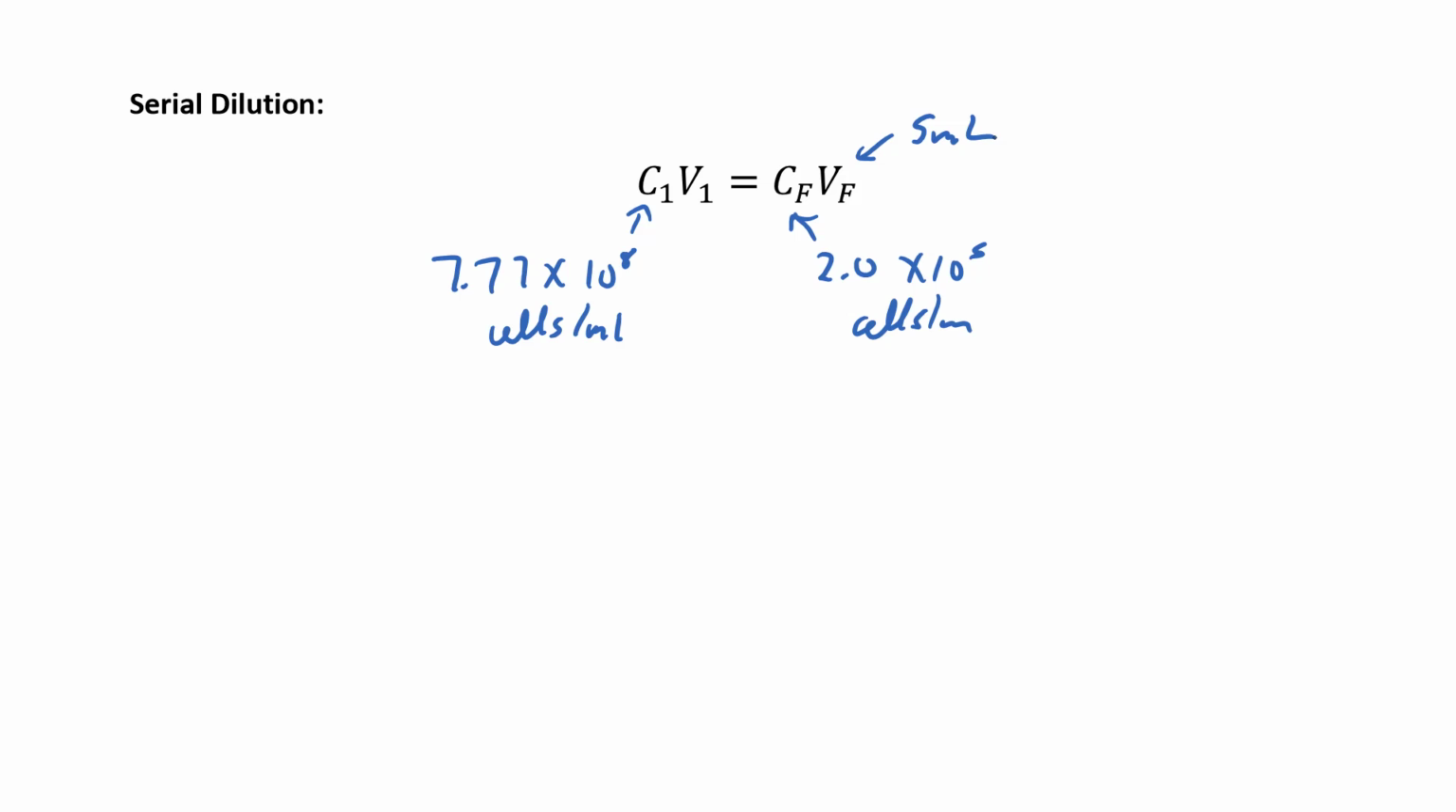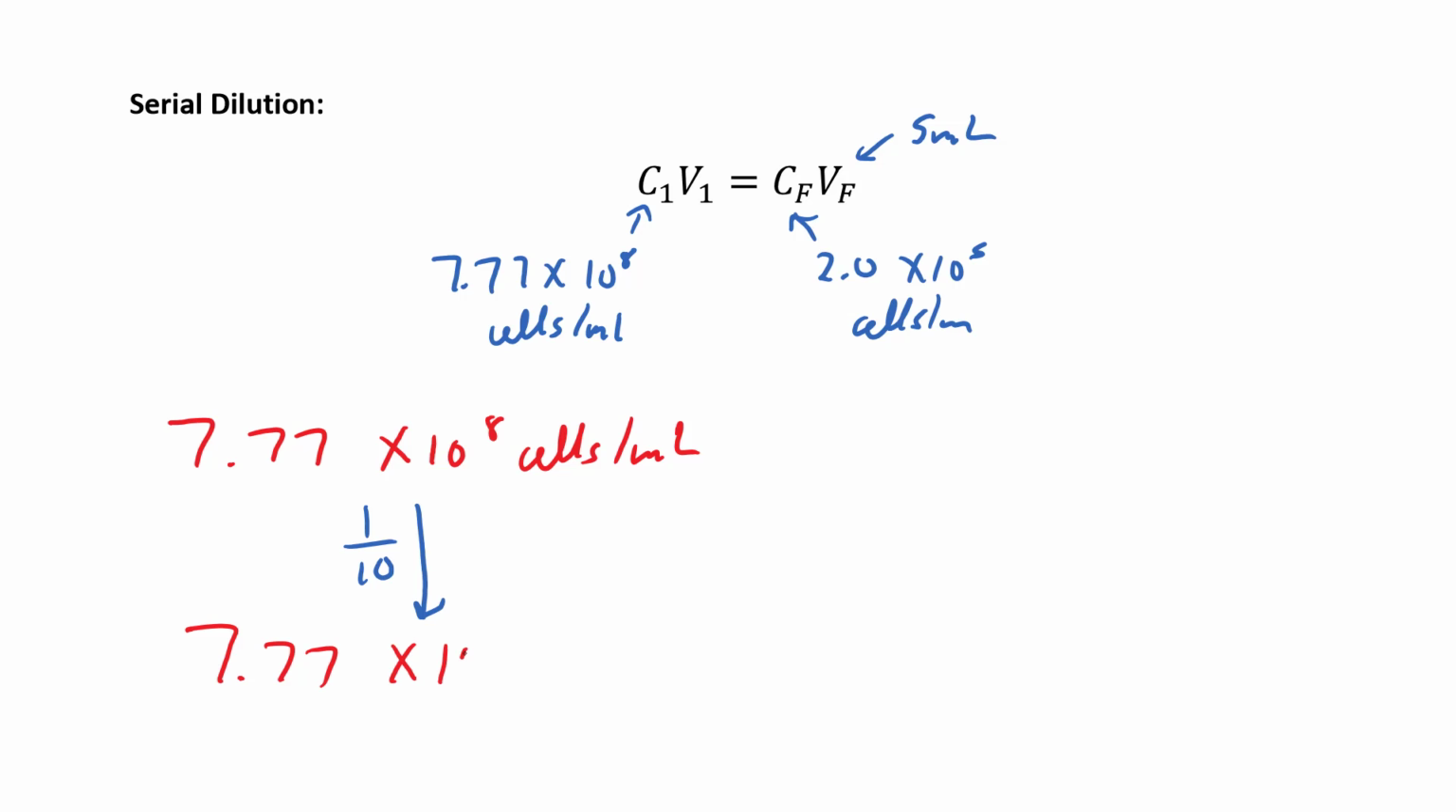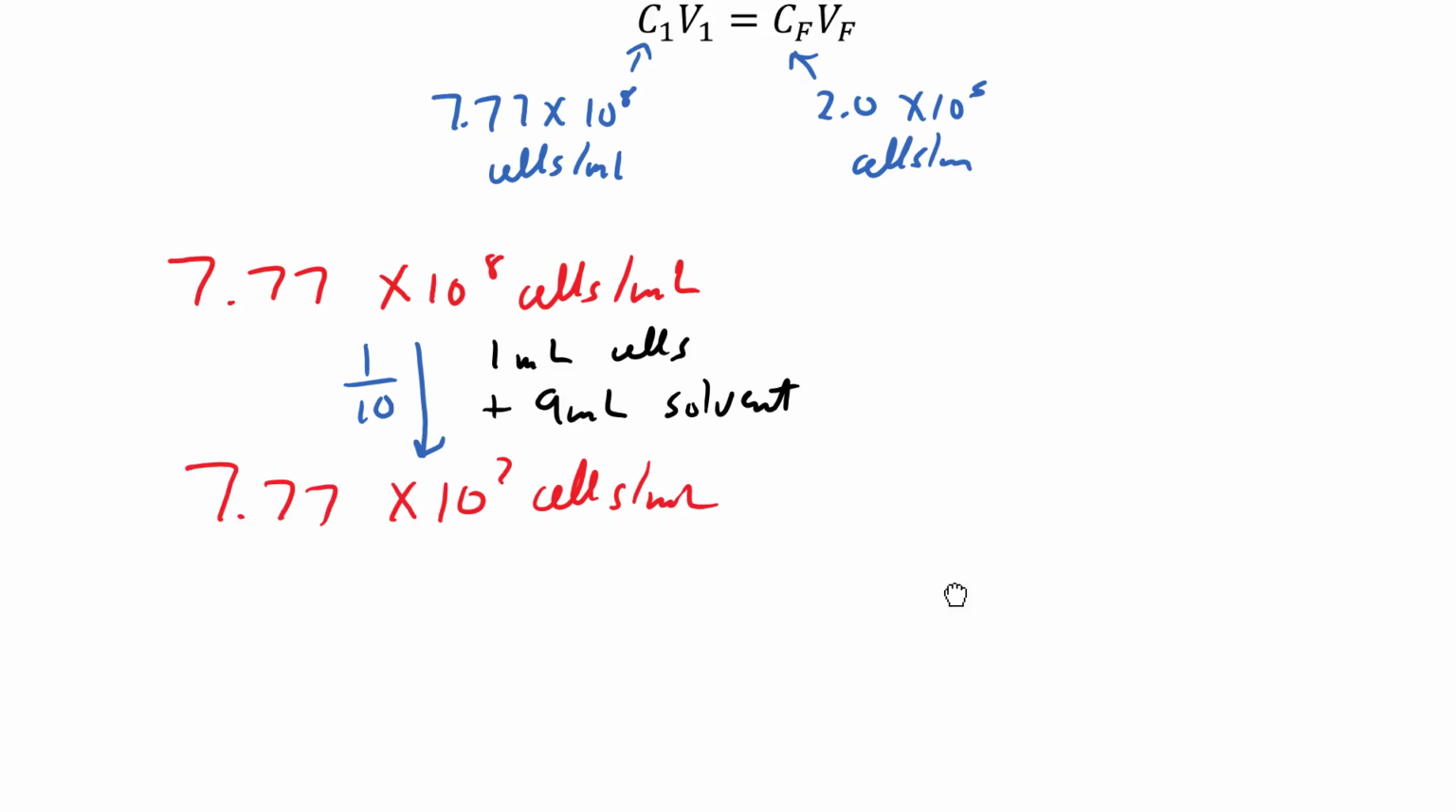Now what I will do is write down my initial stock concentration. I would then perform a 1 in 10 dilution. By doing that, 7.77 times 10 to the 7 cells per mil. So I could do this by taking 1 mil of cells and adding to that 9 mils of my solvent. I'm now getting closer to that value of 2 times 10 to the 5. What I will then do is keep repeating 1 in 10 dilutions.